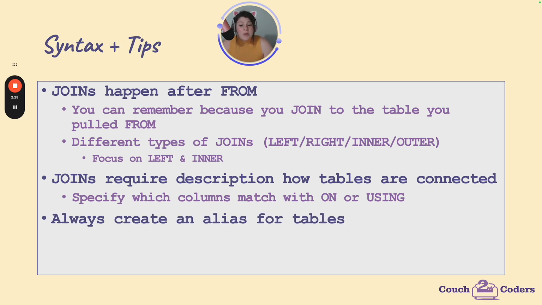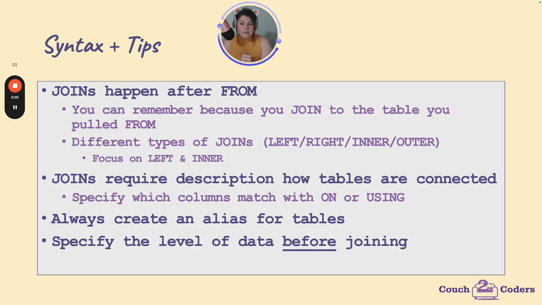A tip is that you always create an alias for any tables that you're joining. And the reason why is that when you use the on statement, you have to say my from table column equals my join table column. And if you don't have an alias, the code gets really crazy. So I would say creating an alias is a rule, not a suggestion.